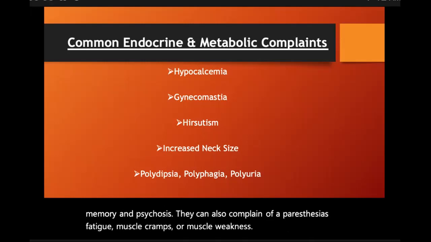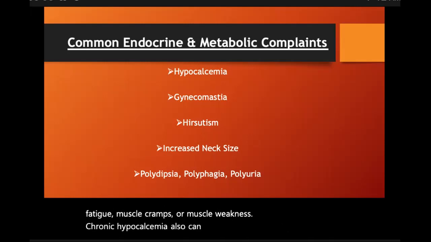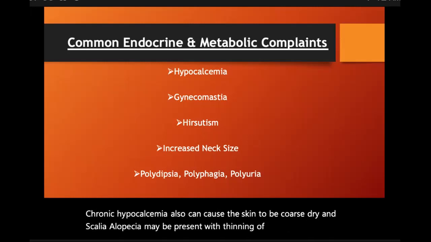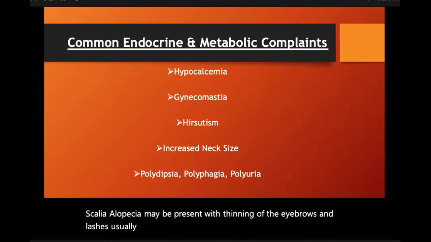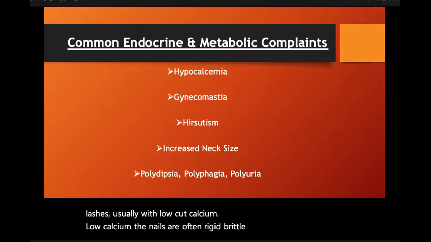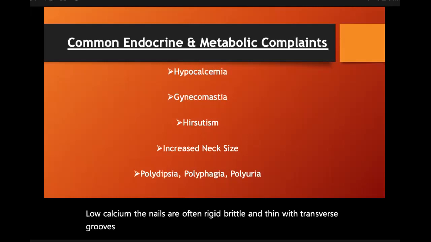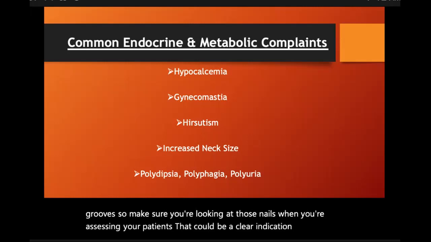Chronic hypocalcemia also can cause the skin to be coarse, dry, and scaly. Alopecia may be present with thinning of the eyebrows and lashes, usually with low calcium. The nails are often rigid, brittle, and thin with transverse grooves. So make sure you're looking at those nails when you're assessing your patients. That could be a clear indication that their calcium is low.